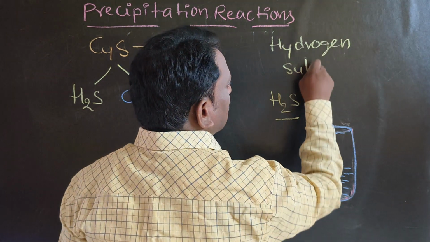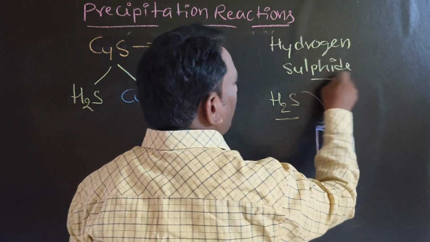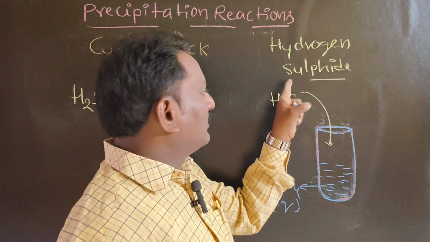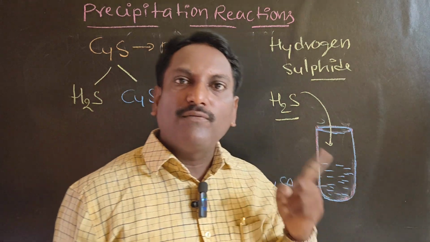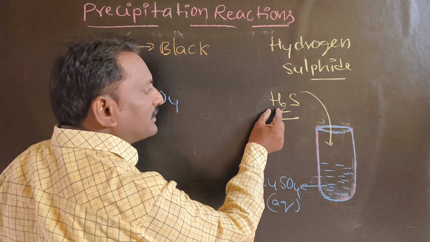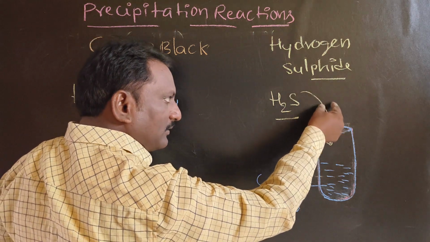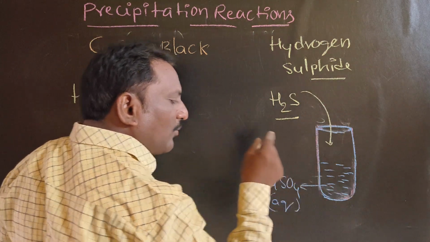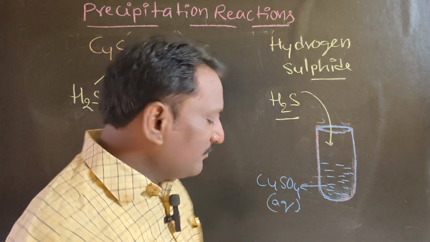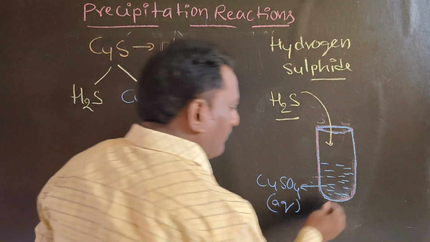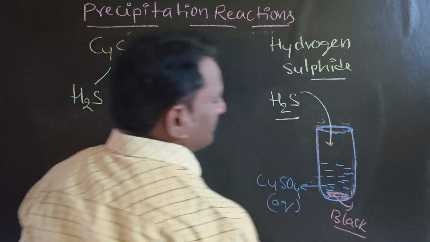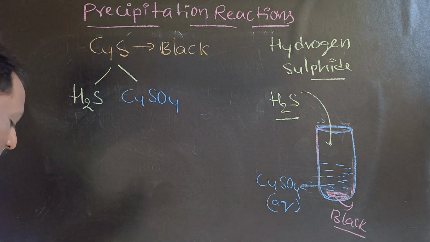Hydrogen sulfide is a gas with a rotten egg smell. The characteristic smell of hydrogen sulfide is rotten egg smell. Right. When hydrogen sulfide gas passes through the copper sulfate, blue color copper sulfate becomes black and formation of black precipitate takes place. Black precipitate.